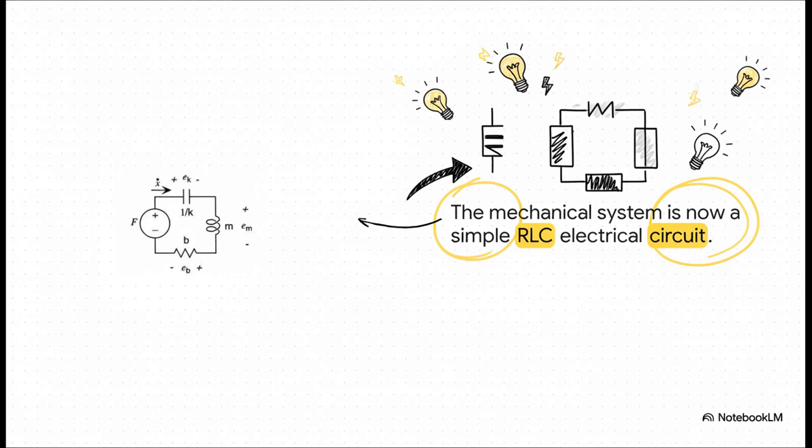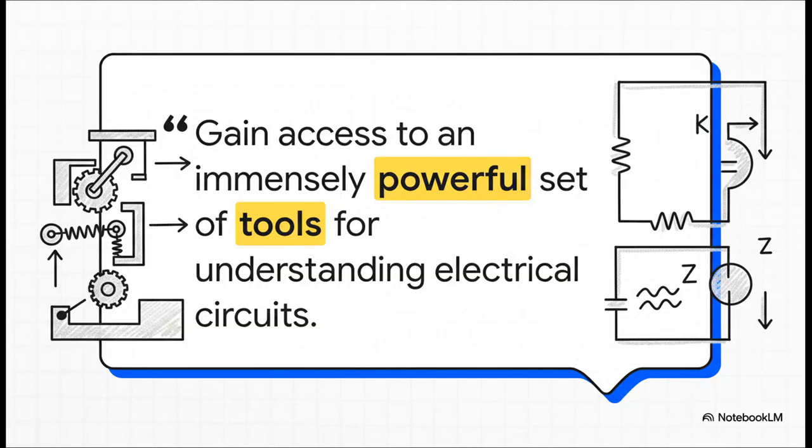We've literally turned a mechanical problem into an electrical one. So why does this even matter? What's the big deal? Well, this quote really nails it. By turning our system into a circuit, we suddenly get to use this huge toolkit, things like Kirchhoff's laws and impedance analysis that engineers have spent decades perfecting for circuits. We can now solve our mechanical problem using the simple, well-known rules of electronics.